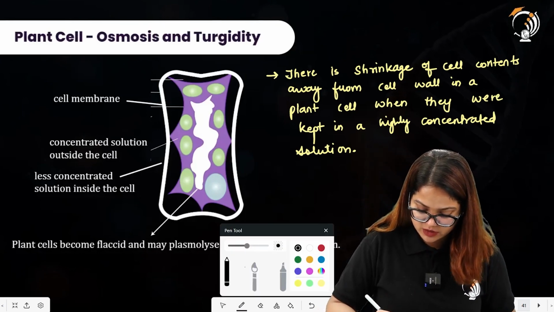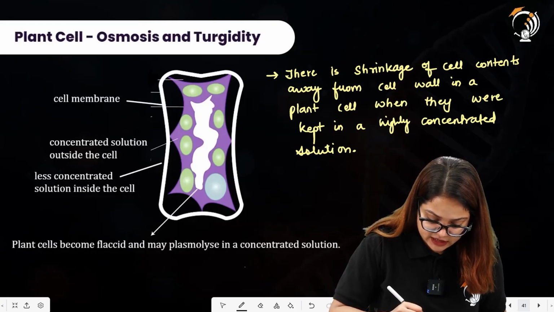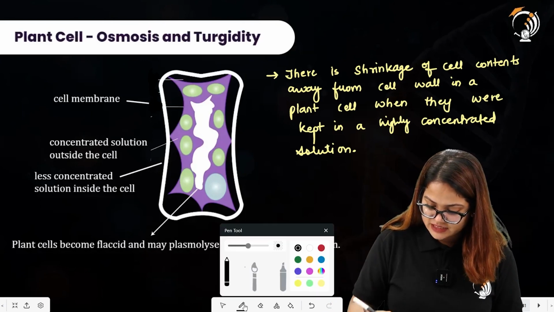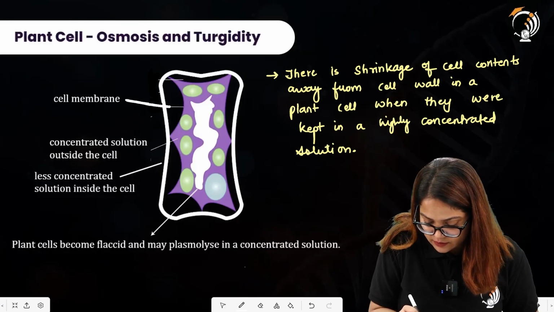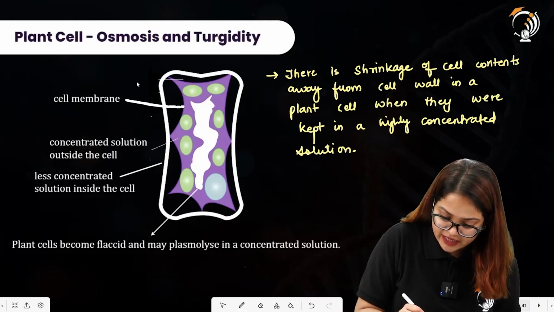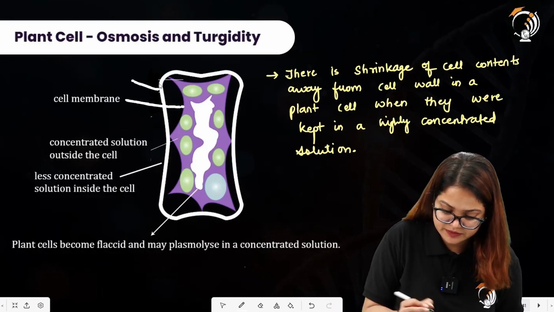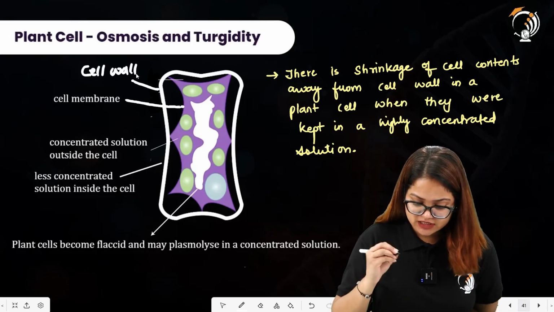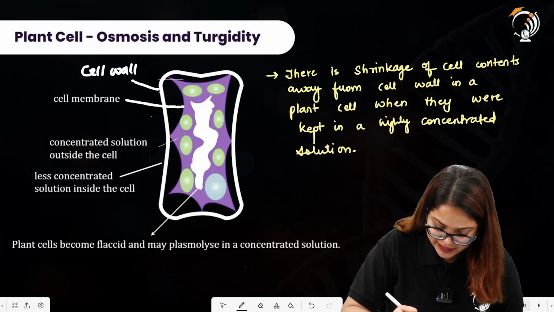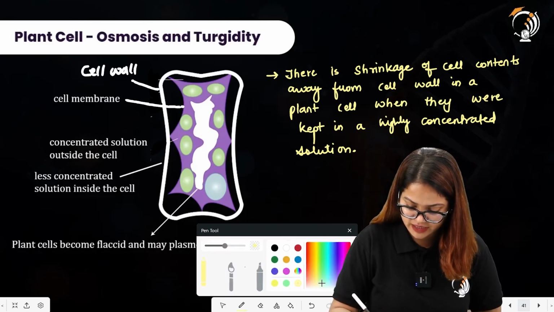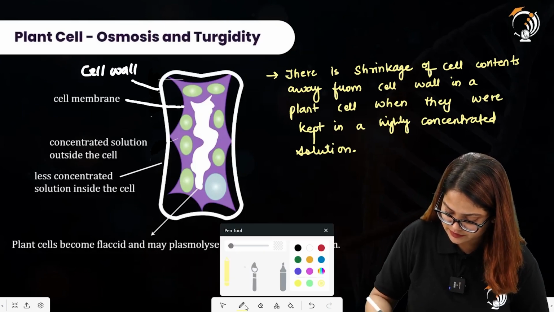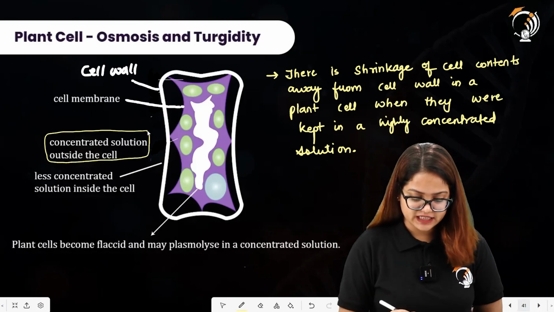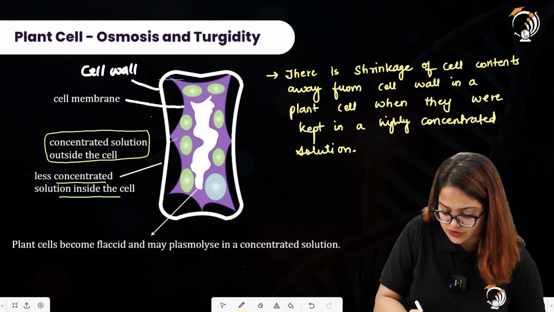Alright, and here we can observe this diagram has the representation of the cell membrane. So here we have the cell membrane. Alright, and we have the cell wall over here. Right, so the cell has been surrounded by a concentrated solution. Here we have the concentrated solution outside the cell, and the cell has a less concentrated solution inside it.